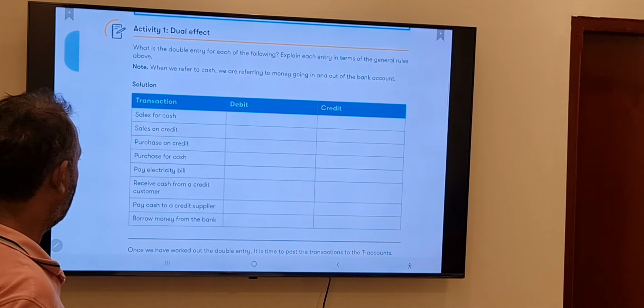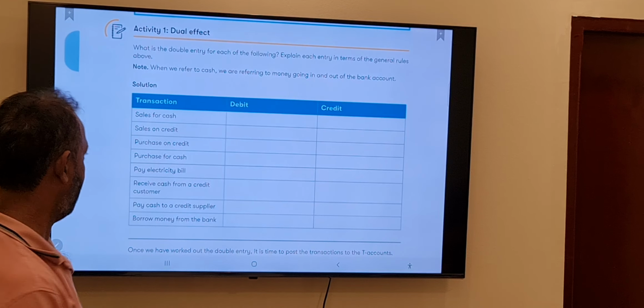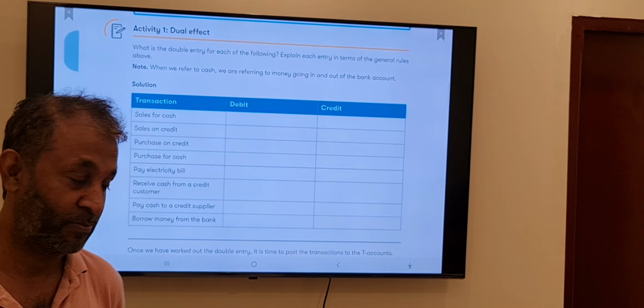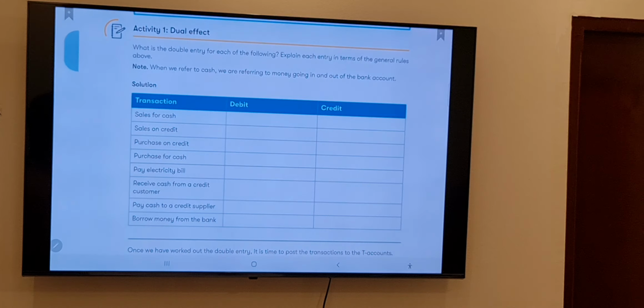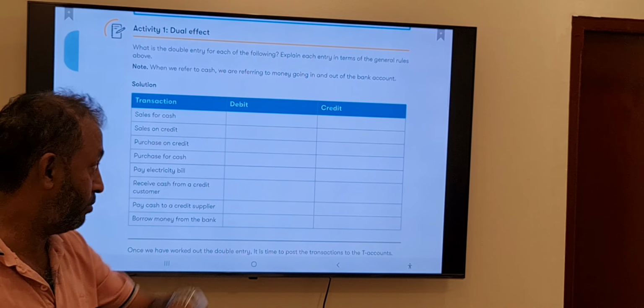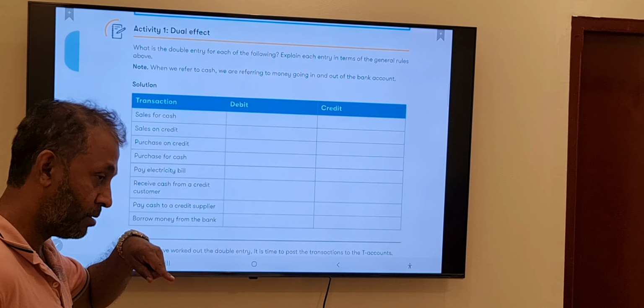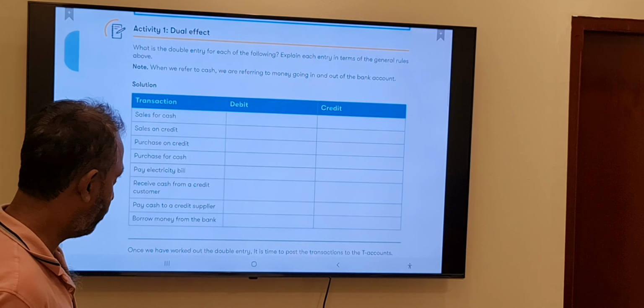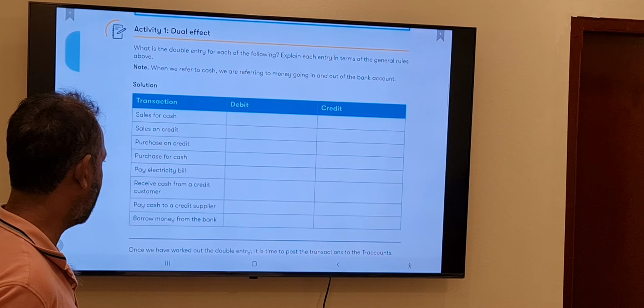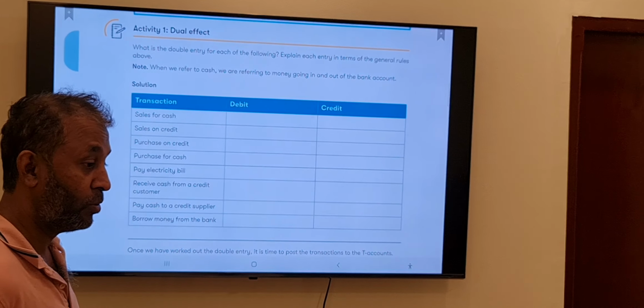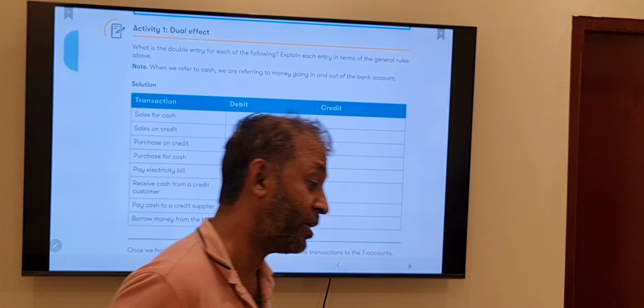Receivables, yes. Purchase on credit, Mr. Purchase account debit. Okay. And supplier account credit. Very good. Purchase for cash. Purchase credit. Why purchase credit? So do you know that tool?